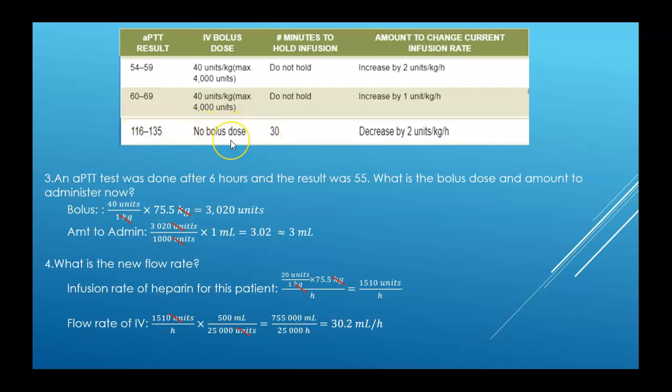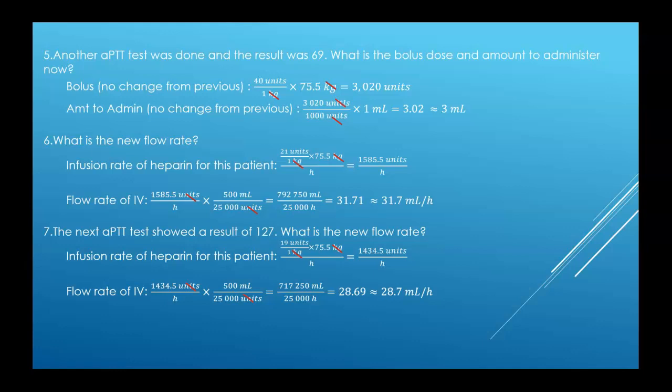So here there's no bolus, and we're going to decrease the flow or infusion rate by 2 units per kilogram per hour. So remember, we were last at 21 units per kilogram per hour. So now we go down to 19 units per kilogram per hour. Multiply by our kilogram to get units per hour. Units per hour times our inverted on hand. And we end up with a flow rate of 28.7 milliliters per hour.